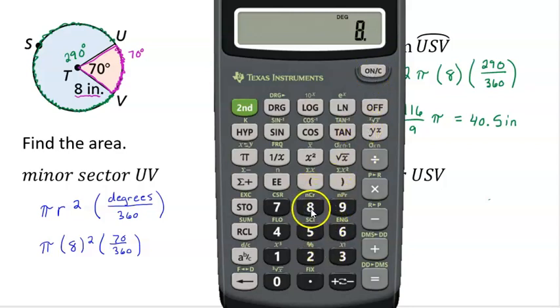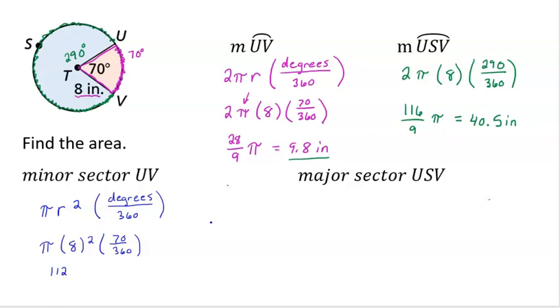So I have 8 squared times parentheses 70 divided by 360 equals, second F to D, second ABC. I get 112/9 pi, and then of course I could put pi in and go through with rounding.